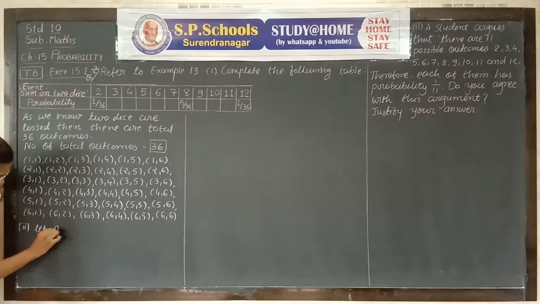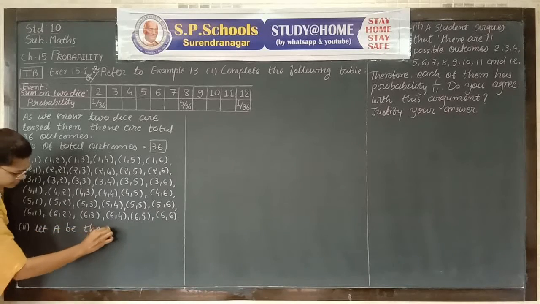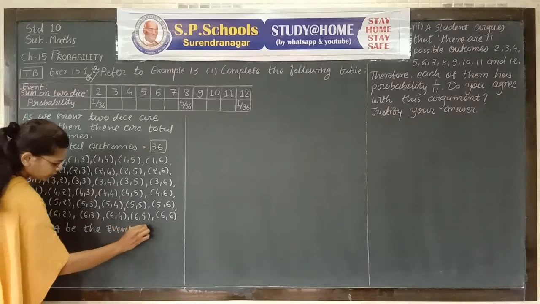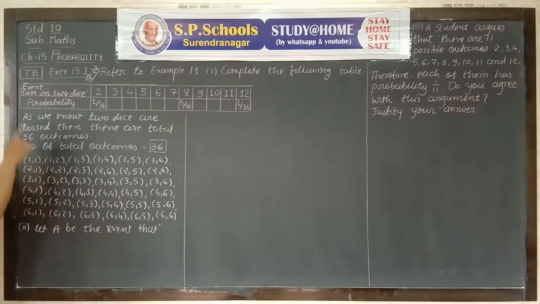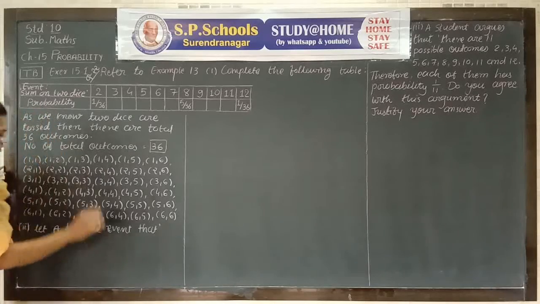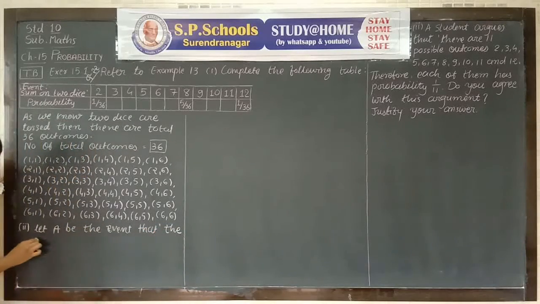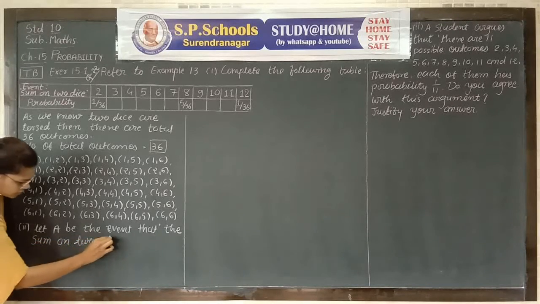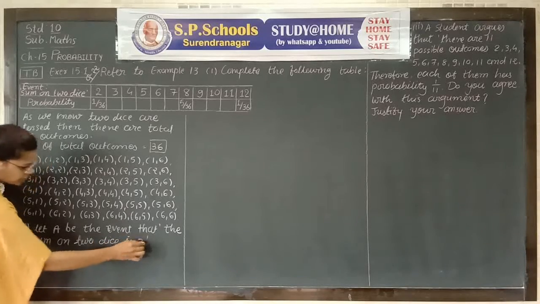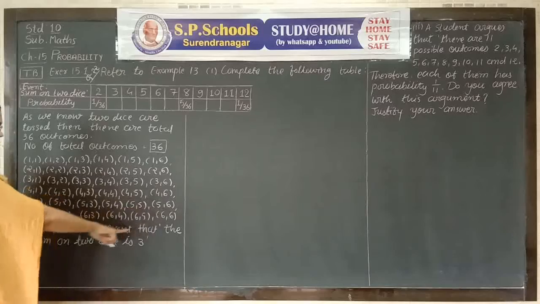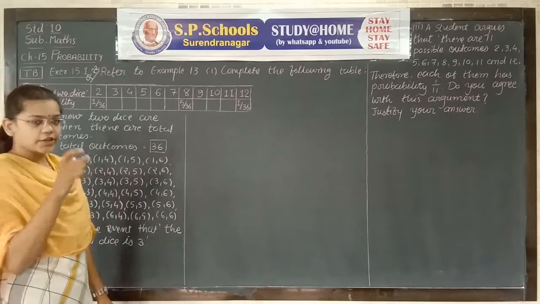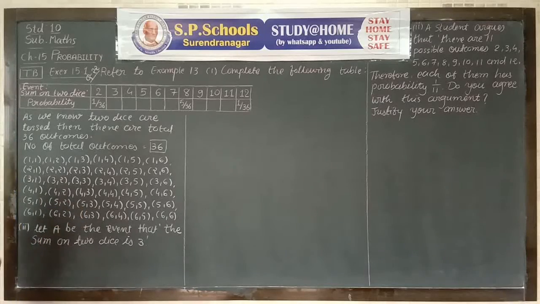Let A be the event that the sum on two dice is 3. Now we need to find the outcomes in which the sum on two dice is 3. Which two numbers give the sum 3? See, 1 plus 1 is 2, but 1 plus 2 is equal to 3. In the first line, no other outcome is possible with sum 3.